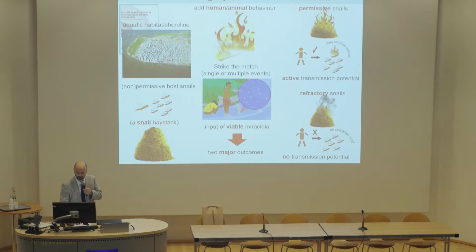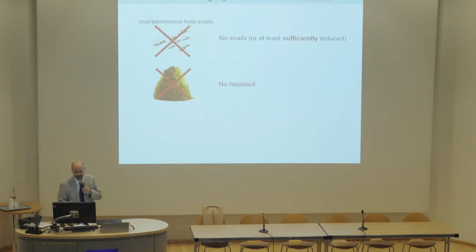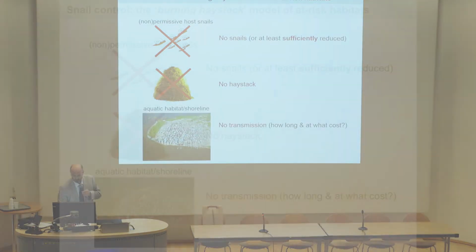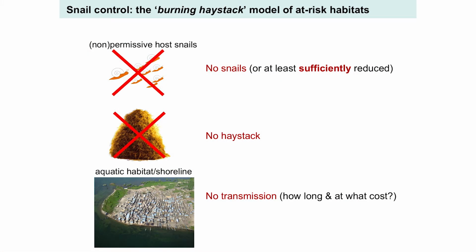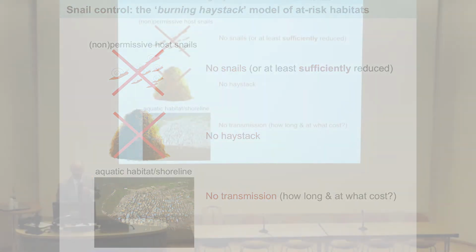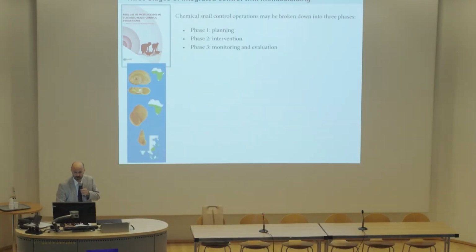A few individuals can maintain that transmission. So if you don't have the snails, and you don't have the haystack, then you can't have a problem. But the problem is, how long can you keep snail populations at bay, and how much does it cost? And that's the problem with snail control. So the advice WHO have, you have to approach snail control very carefully. Planning stage, a pilot intervention stage, and then you go to full implementation, and then you conduct monitoring and evaluation.